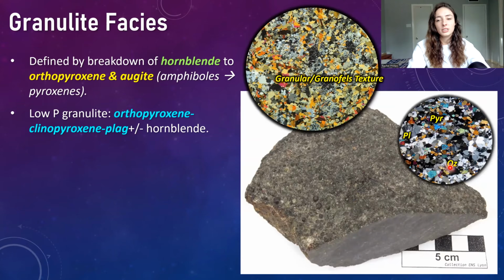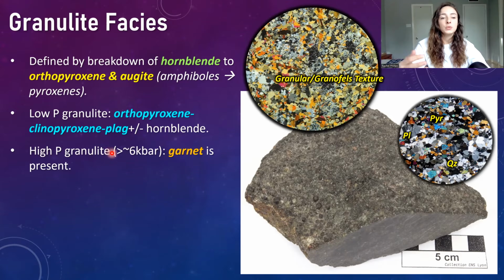And here's just another example of where we've got plagioclase, pyroxene, and quartz in a granulite rock. And here's a hand sample example. In the hand sample, we can see some garnets. And that's because at high pressure, granulite can contain garnet.